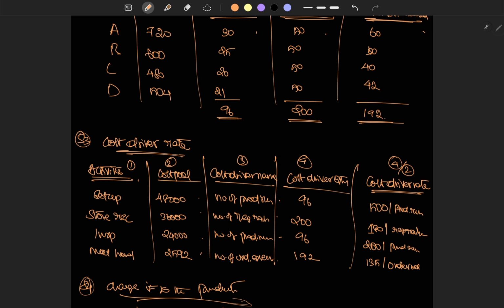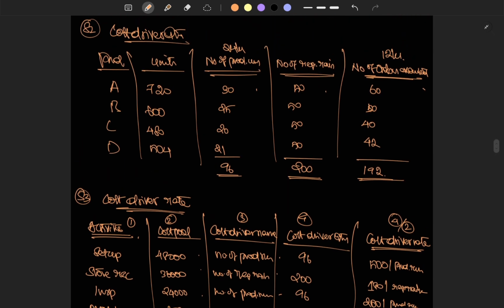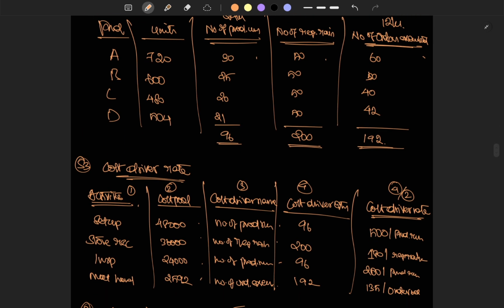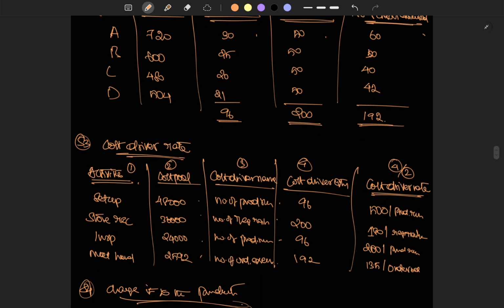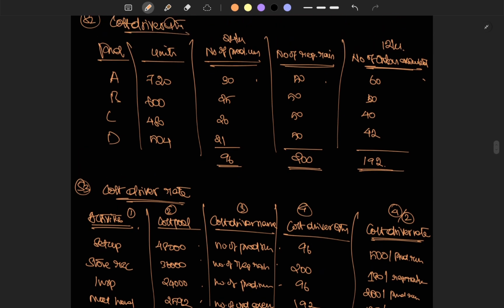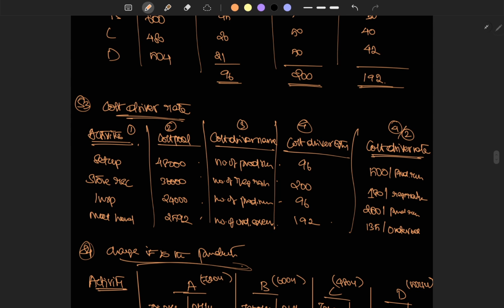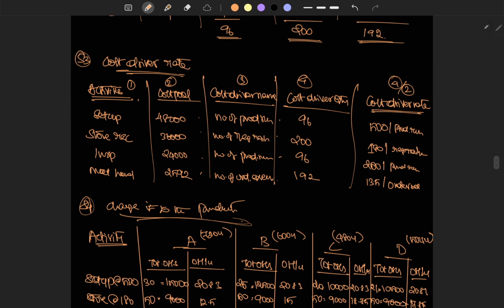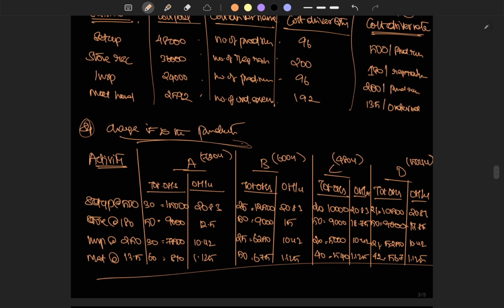And we found the total cost driver quantity. The total number of production runs to produce all those products is 96, the total number of requisitions raised for all those products is 200, and the number of orders executed for all those products is 192 orders. So by dividing, we got the cost driver rate for the setup activity, the store receiving activity, the inspection activity, and the material handling activity.